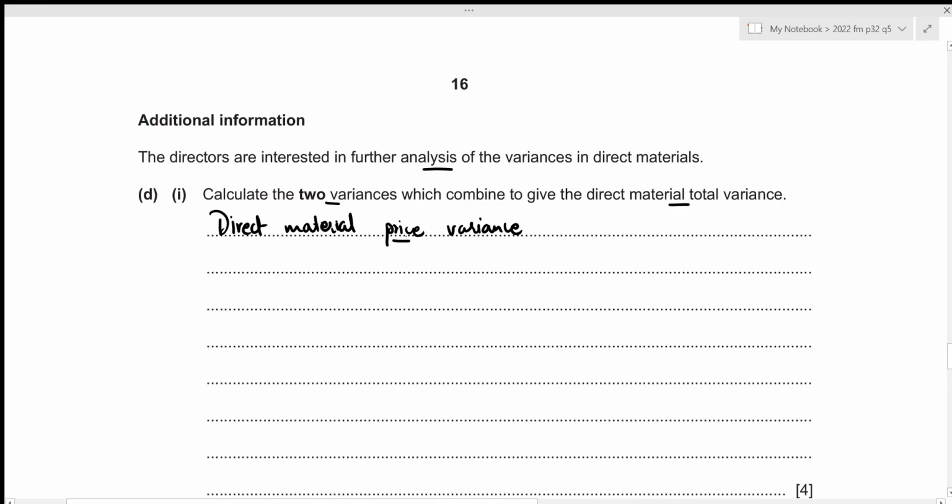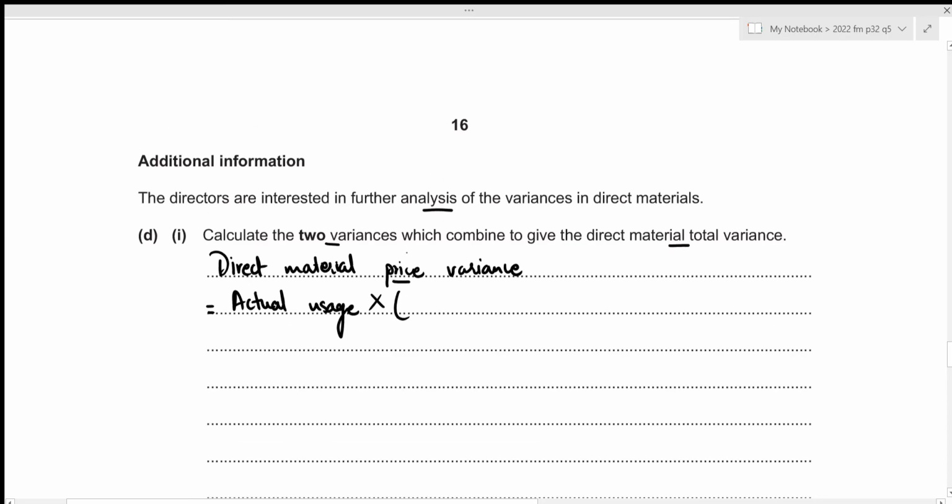And since we're talking about price, the volume of direct material is going to remain our basis, right? So we're just going to take the basis as the actual uses of direct materials. So that's going to be actual uses. And then we're going to multiply it with the difference of the direct material rates. So that is the difference between the budgeted rates and the actual rates.